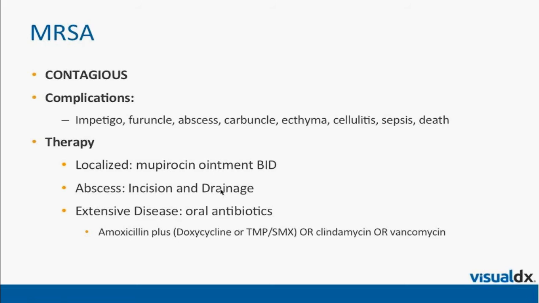However, most people will do an I&D and treat with oral or intravenous antibiotics depending on the state of the patient. So for extensive disease, it depends on your sensitivities. Most people will use doxycycline or trimethoprim-sulfamethoxazole, with amoxicillin or clindamycin, or in advanced cases, inpatient, you can use vancomycin or some of the newer agents, linezolid or daptomycin.